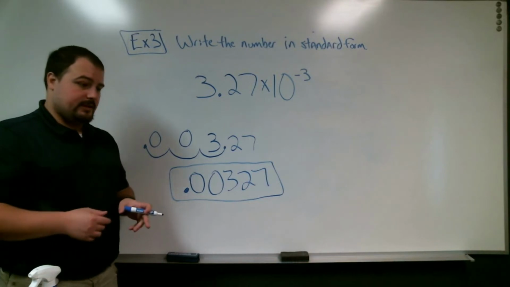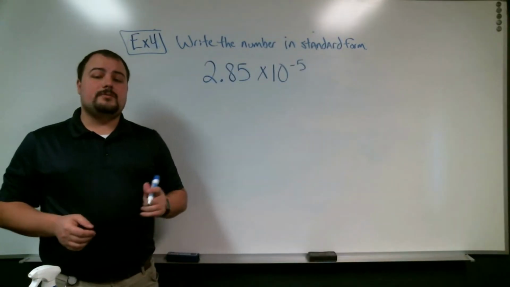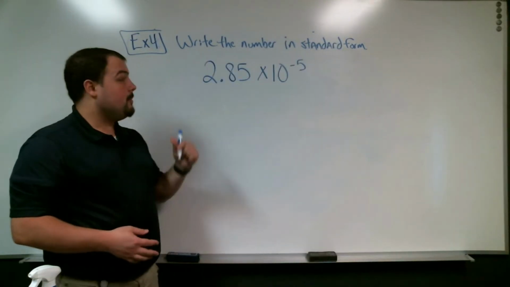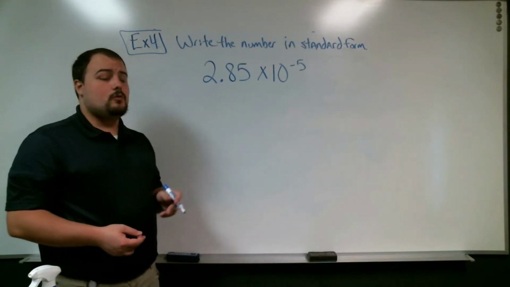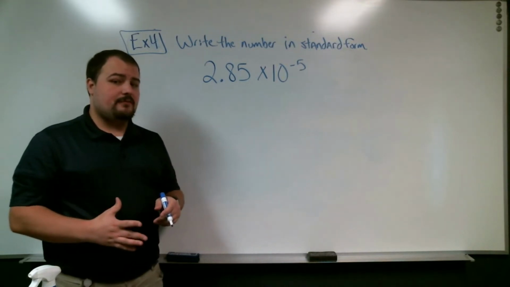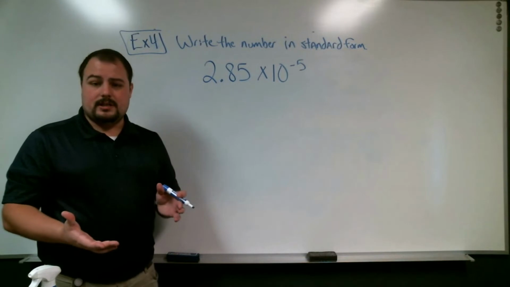Let's try one more problem like this. So in our last problem that we're going to be changing to standard form, example 4, we're taking 2.85 times 10 to the negative 5th power, and we're going to change that to standard form.